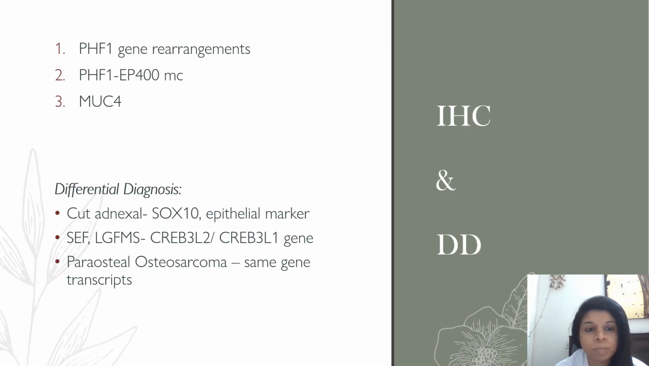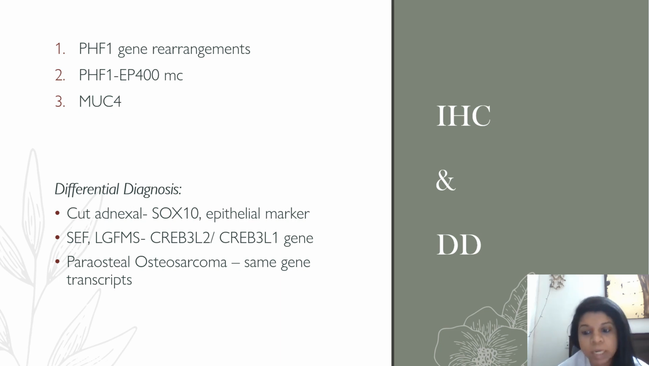IHC shows PHF1 gene rearrangements usually, in which PHF1-EP400 is the most common fusion transcript. And as I said, MUC4 will be positive in this tumor. The DDs are cutaneous adnexal tumors, in which SOX and epithelial markers will be positive; here it is negative. Others, as I said, are sclerosing epithelioid fibrosarcoma and low-grade fibromyxoid sarcoma, in which transcripts like CREB3L2 will be positive; here it will be negative. Paraosteal osteosarcoma can share the same gene transcript.